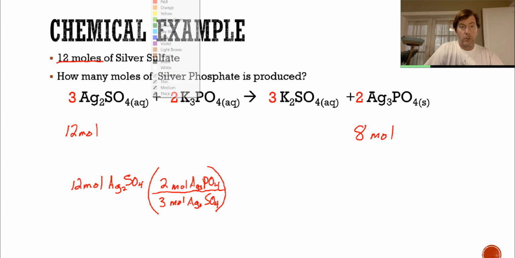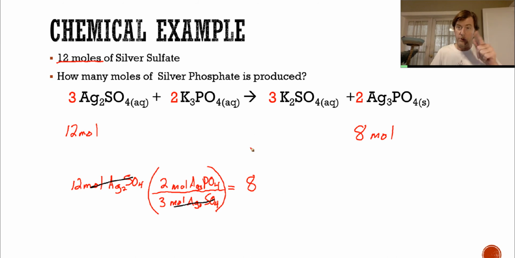So when you're looking at your units, moles of silver sulfate crosses out. I'm left with moles of silver phosphate. And I do my numbers. 12 times 2 is 24. Divided by 3 is 8.